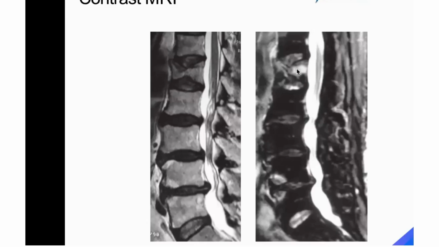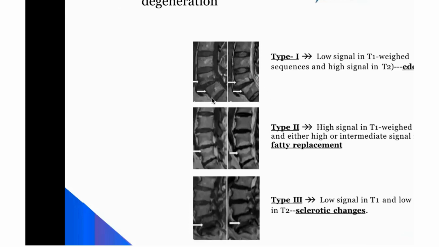So this is what I was talking about, the body changes, type 1, type 2, type 3. Why is it important to differentiate them? Because the treatment modality will change depending on the type of the body changes. Type 1 means dark on T1, white on T2, which is water. Water means it's edema. That means it's an inflammation. If it is inflammatory, our target is anti-inflammatory. Maybe oral medication, oral steroids, or discal steroids, or interdiscal ozone.